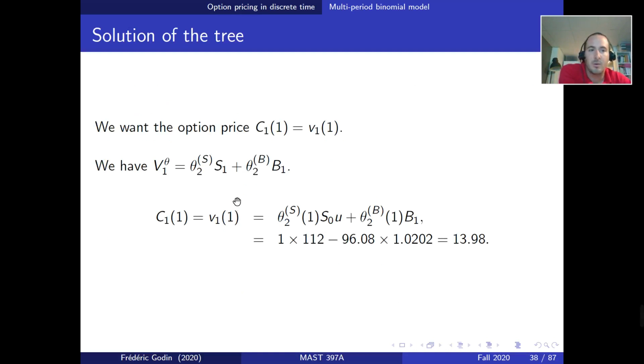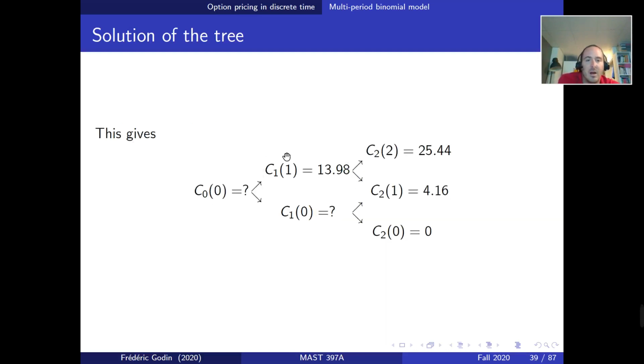The price of the replicating portfolio we've just calculated earlier is equal to 1 share of stock times the stock price at this node, which was 112, plus the number of risk-free asset shares, which was minus 86.08, times the value of the risk-free asset at that node, which was 1.02. Okay, it's not exactly 1.02 because it's the exponential of 0.02. So this gives a value of 13.98 for the replicating portfolio, and then through the law of one price, for the derivative at that node. So we know that at this node the price of the option must be 13.98.